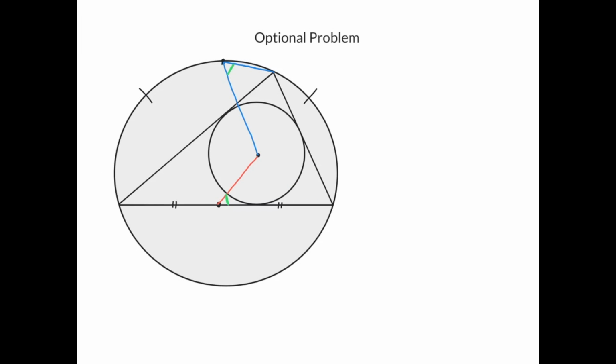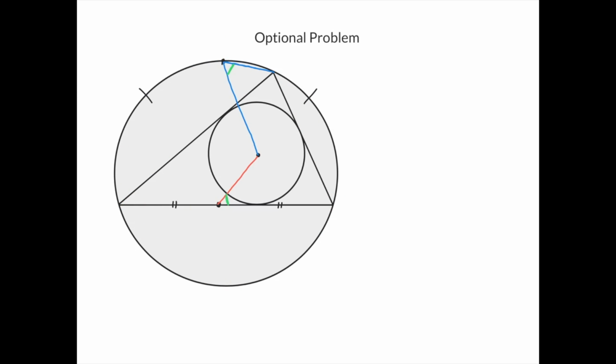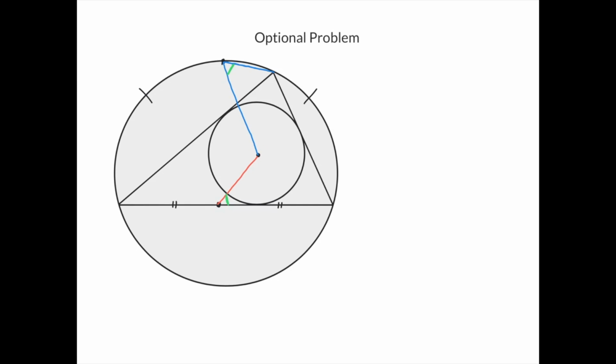This is the optional problem. We have a triangle, and this here is its circumcircle, and this point is the midpoint of this large arc in the circle, so from this point to this point. This point is the incenter of the triangle, and this point is the midpoint of this side of the triangle. We need to prove that this angle equals this angle. And here's the solution.